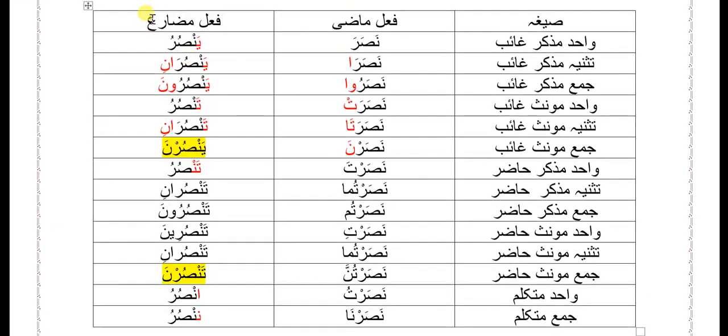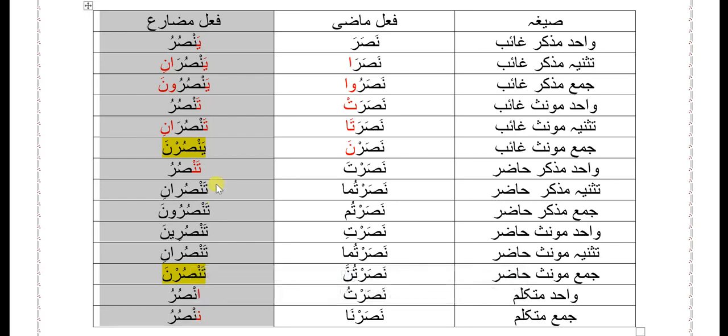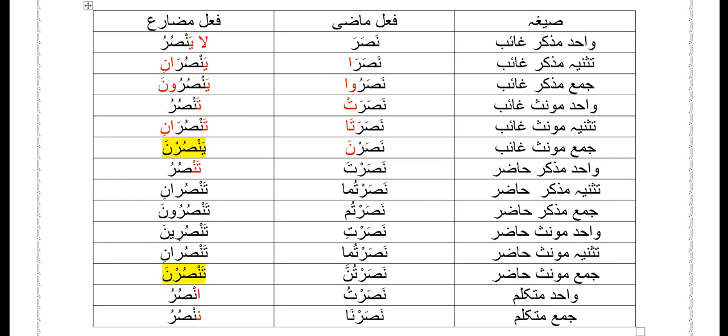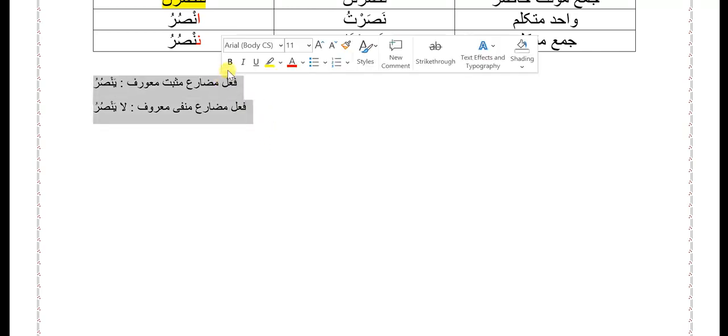So this fe'l muzare is fe'l muzare musbat maruf. If you want to make it manfi, simply add la here. La yansuru, he is not helping or he will not help. So this is manfi. Let me help you understand this. Fe'l muzare musbat maruf, that is yansuru. Then we have fe'l muzare manfi maruf, that is la yansur. Simply add a la before it. In the mazi we add ma, in muzare we add la.